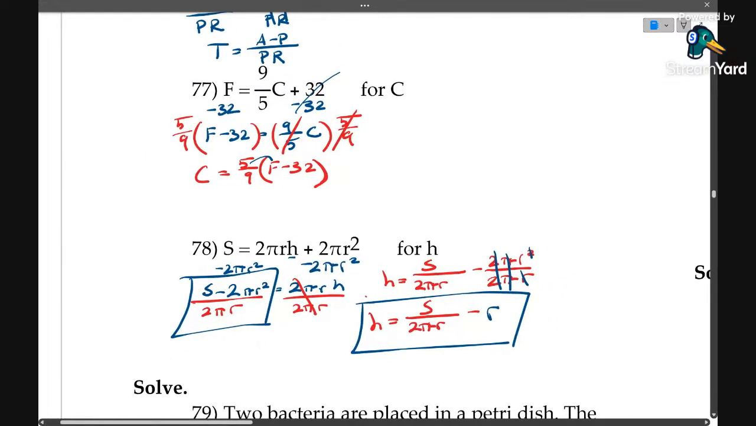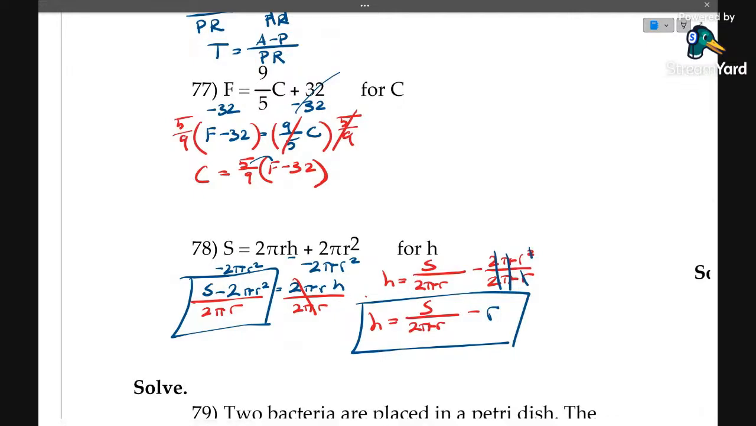Sorry, I didn't understand the 77. Why did you multiply for 5 over 9? To cancel out the 9 over 5. Oh, you multiply by the reciprocal. 9 times 5 is 45. 5 times 9 is 45. So we're left with 45 over 45, which is to cancel a fraction, multiply by the reciprocal.